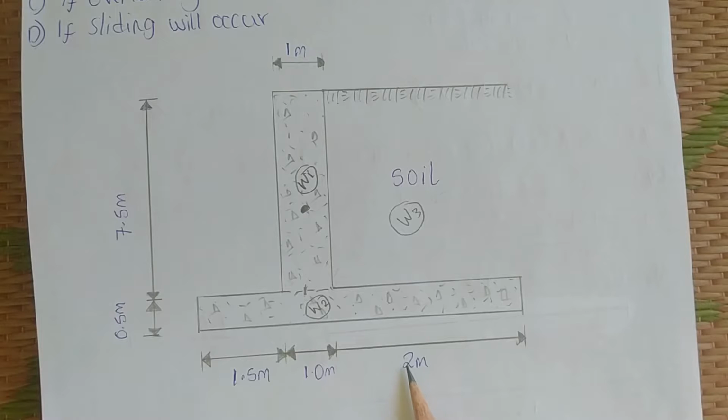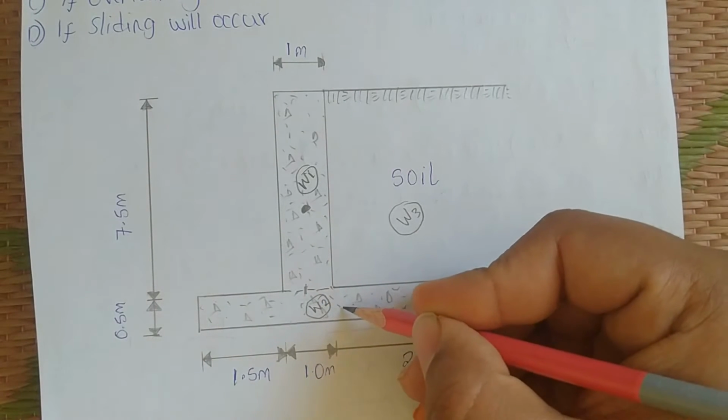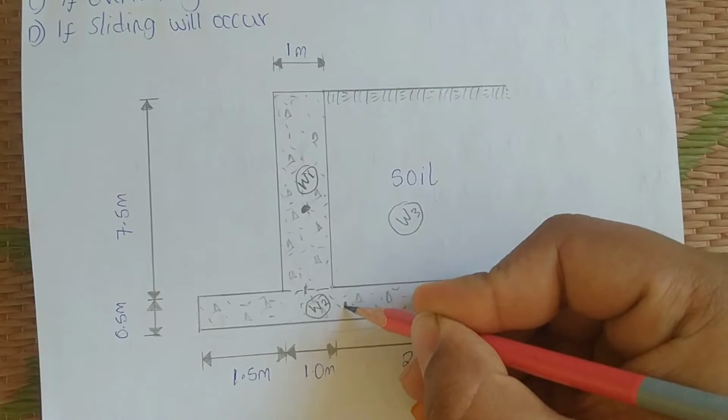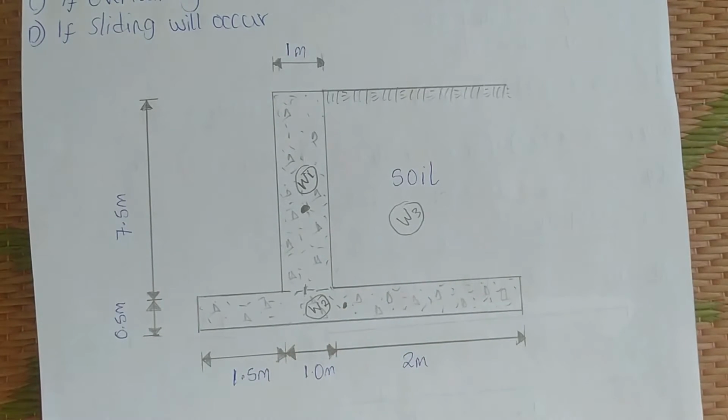I'll take 2 plus 1.0 plus 1.5 and then divide by 2 to get the center point of this. Let's say it's over here. So what is 4.5 divided by 2? So that is 2.25.